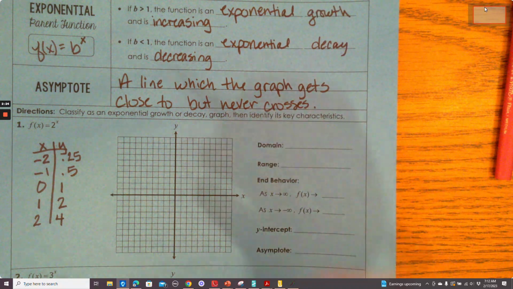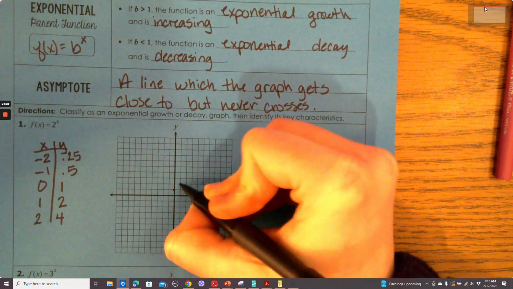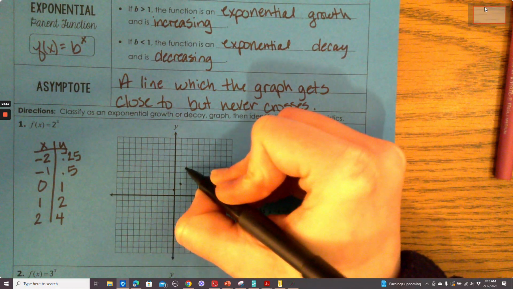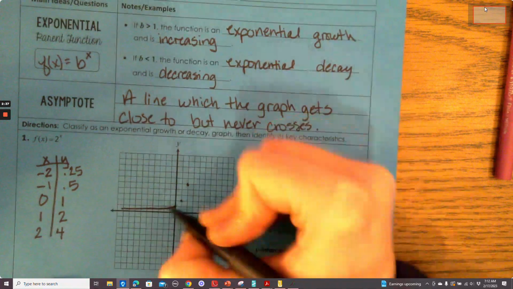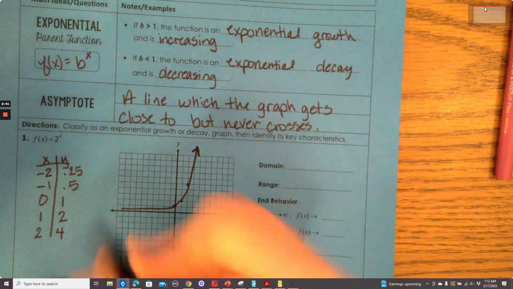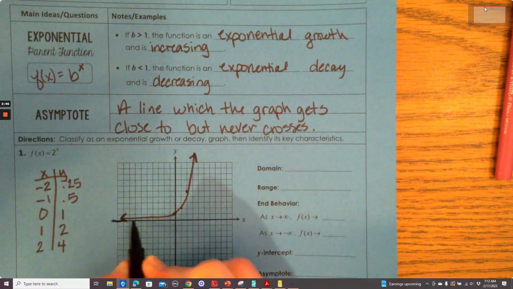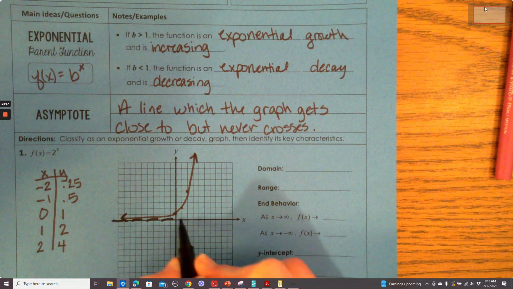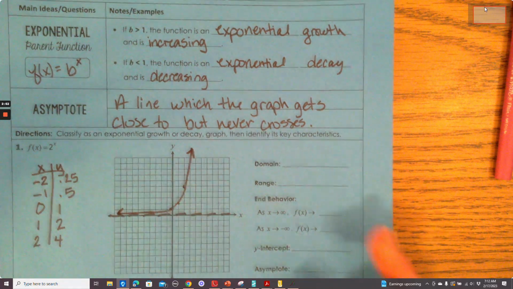So if we graph this, I'm just going to start with 0, 1, and then 1, 2, and then 2, 4. And so this graph is going to skim along the x-axis here. It's never going to cross that x-axis, and then it's going to go up from there. So the x-axis here, I know it's kind of hard to see, that's your asymptote for this equation.